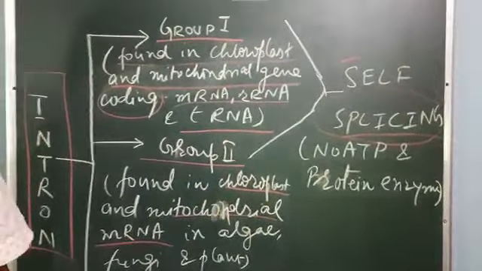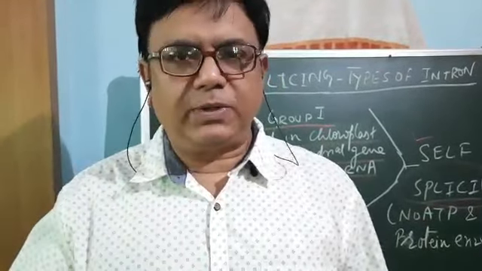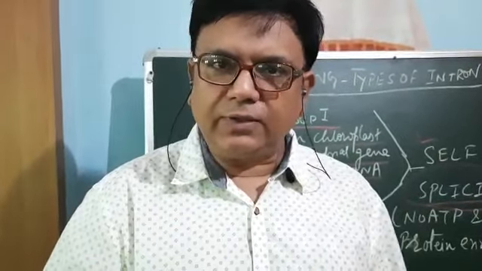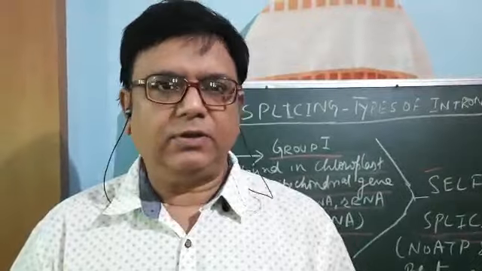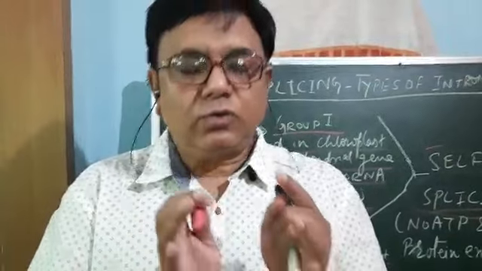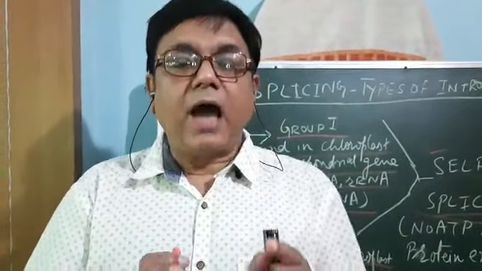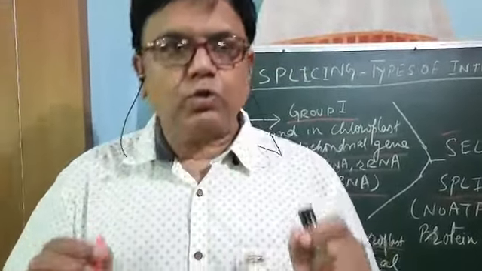Now the third and the largest class is nuclear mRNA introns. These are not designated as a group. Why? Because groups we have already designated as self-splicing, and these are not self-splicing. So what happens during their splicing? ATP is there, and the splicing occurs within a large protein complex that is called the spliceosome.